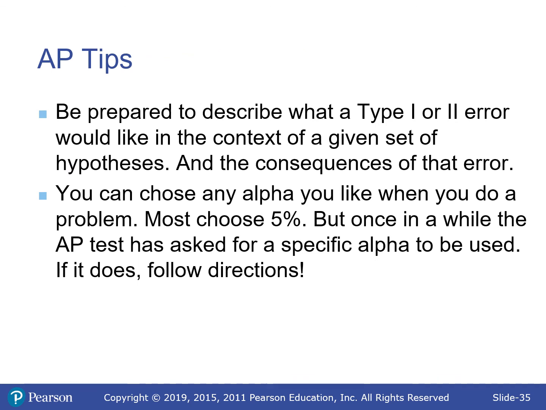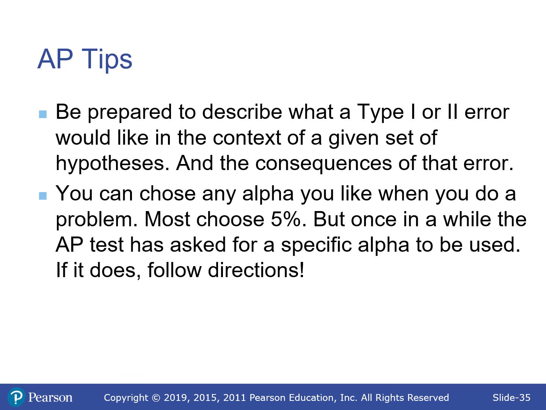The AP tips: be prepared to describe what a type 2 or type 1 error would look like in the context of a given set of hypotheses and the consequences of that error. Finding the type 1 error is super simple, it's usually part of a question, like part A. And you don't have to find the probability of the type 2 error anymore. So that's nice, but you do need to describe them in context, what they mean.